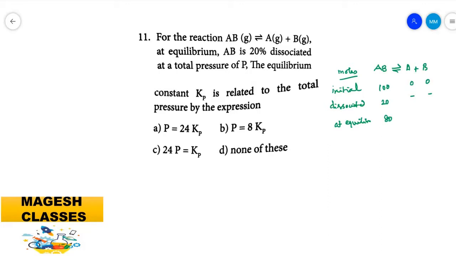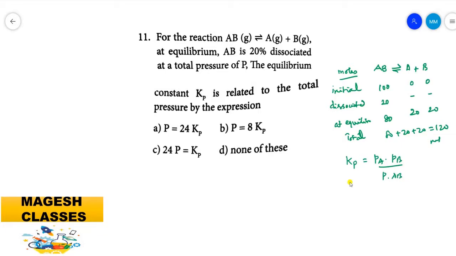Here 1 mole of AB dissociates to give 1 mole of A and 1 mole of B. Here 20 moles dissociate, so you get 20 moles of A and 20 moles of B. Then the total is 80 plus 20 plus 20, which is equal to 120 moles. Writing Kp, the equilibrium constant, Kp is equal to the partial pressure of A into the partial pressure of B divided by the partial pressure of AB.